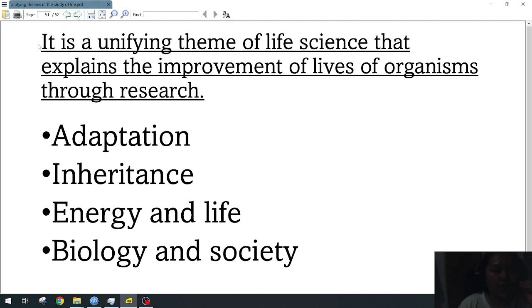Okay. Another, it is a unifying theme of life science that explains the improvement of lives of organisms through research. Okay, so this is the last theme, which is biology and society. Under bioremediation, di ba yung kanina, yung huling theme yun. To help improve the lives of people through research. That is biology and society.